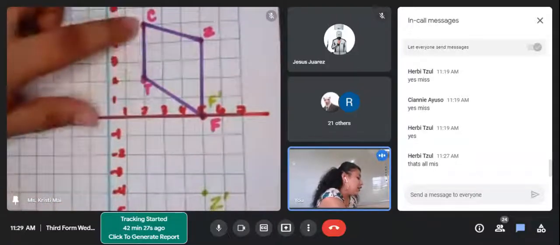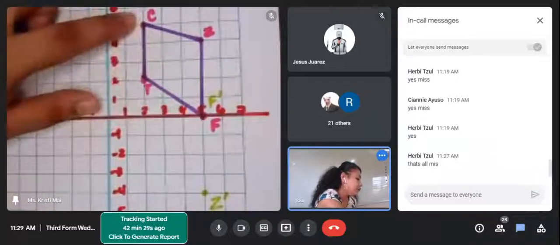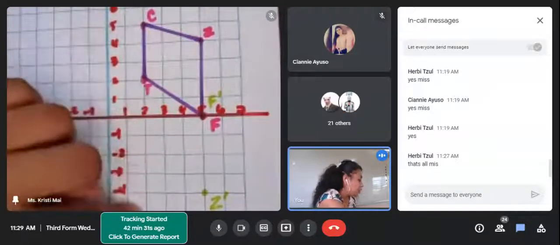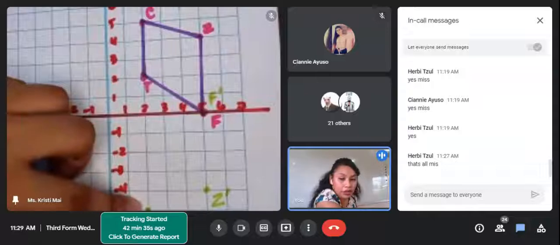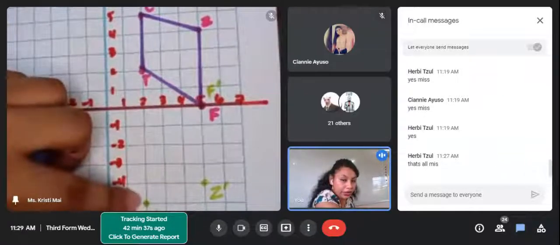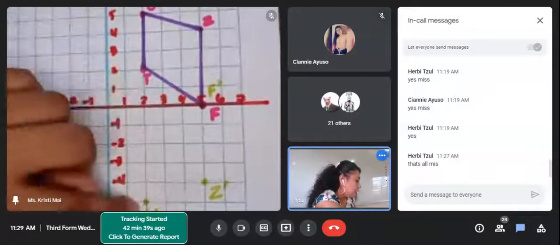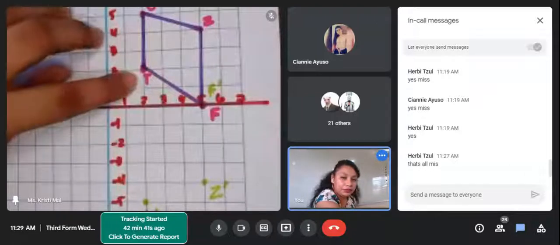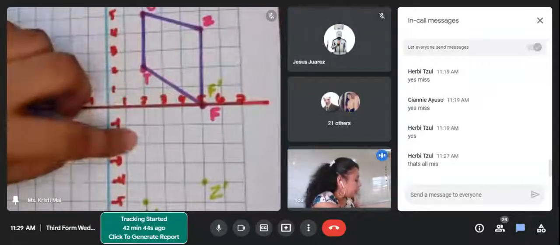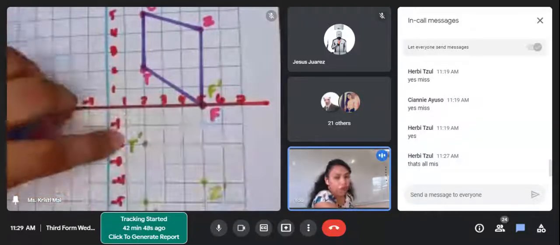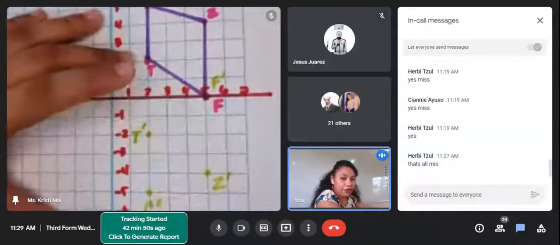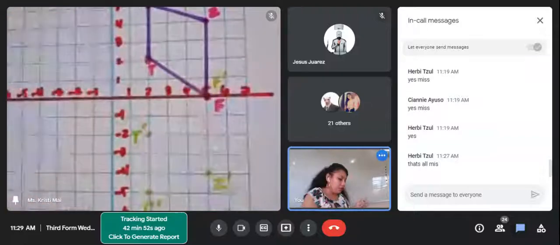How about C? How far is C? 5. Very good. So I'm going to have C, and this is going to be C1, 5 spaces away. And how about T? 2. So I'm going to have 2 spaces away for T1. And I have the 4 points.